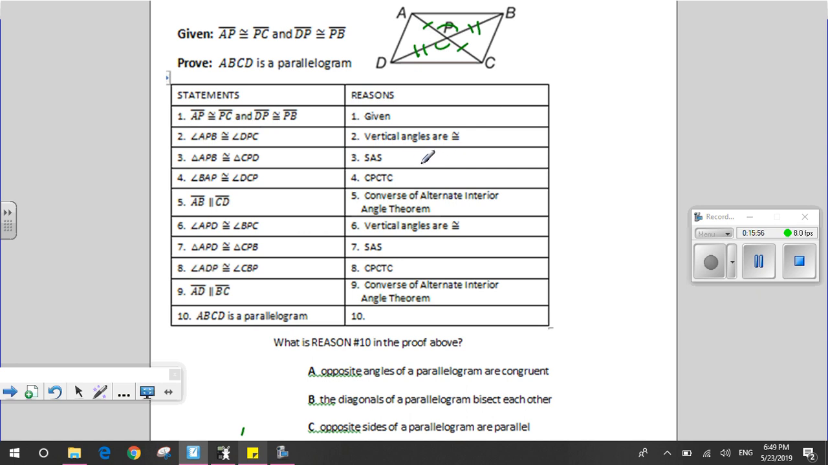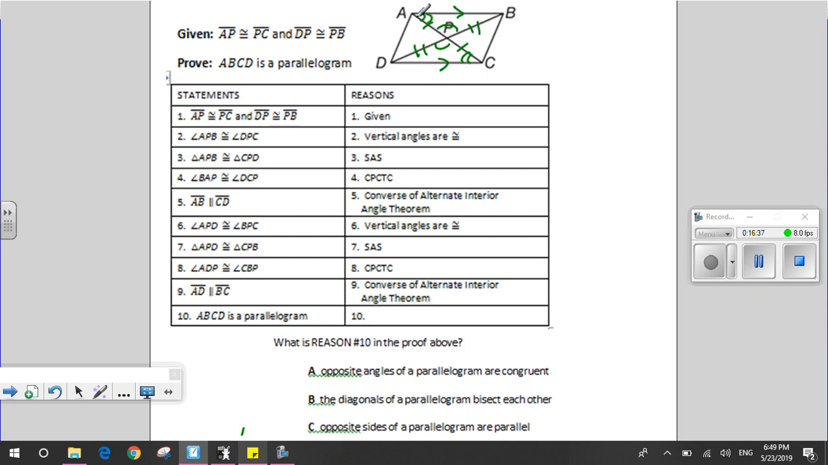Yes. And since the triangles are congruent, we now know that these angles BAP is congruent with DCP. And because those are congruent, we now know that AB is parallel to CD. So draw your parallel arrows. And that's the converse of the alternate interior angle theorem.